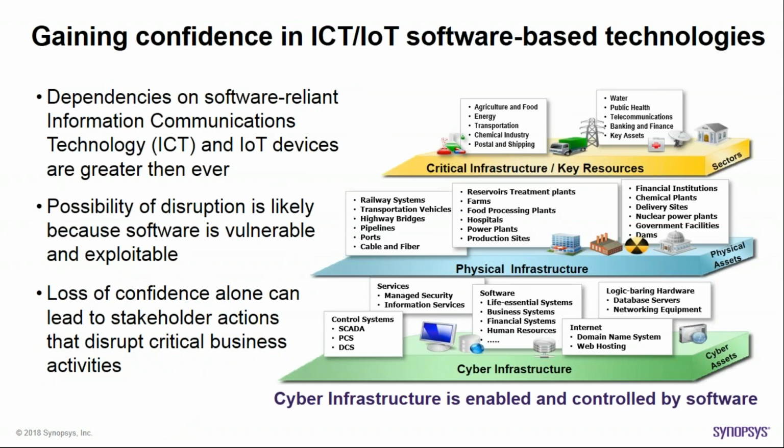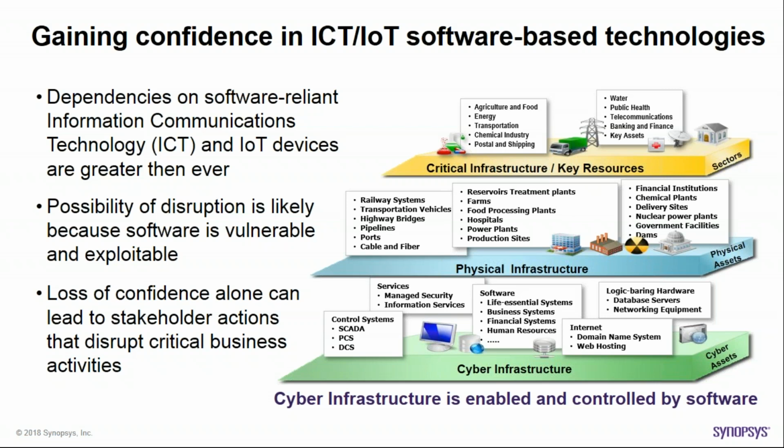The average citizen may see critical infrastructure, they look at the physical infrastructure, they see banks, they see telecommunications, they see power plants. But the fact that you're participating in this today, you understand that the cyber infrastructure is what enables and controls it. In particular, it's the software that enables and controls that physical infrastructure. And we're finding that these dependencies on the software-reliant information communications technology, as well as the IoT devices, are greater than ever. And the possibilities of disruption are likely because software is vulnerable and exploitable.